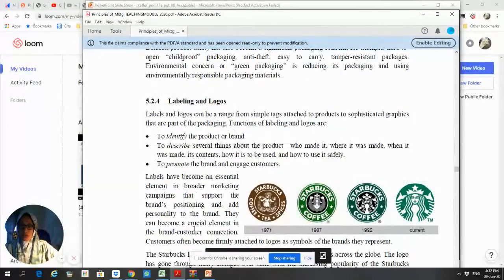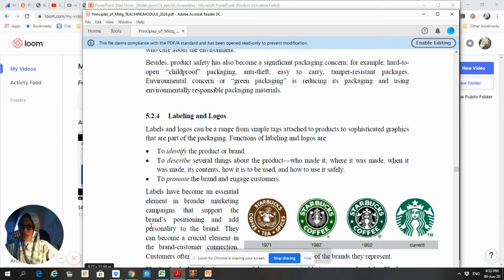Alright, so as the last one, what I want to highlight here is about labeling and logos, the use of labeling and logos. Labeling and logos is quite important because when we design our product, we need to make sure we have a logo. Why? Because that will differentiate our product from other products, from our competitors. How will our customers recognize our product in the market? Through our logo. At first sight, they will identify us through the logo used.